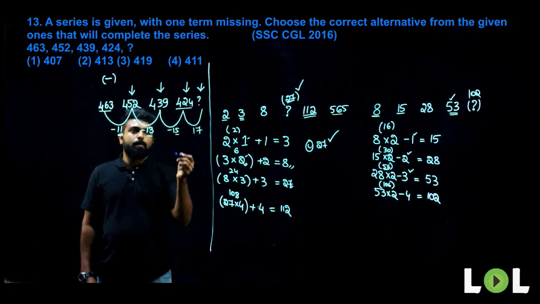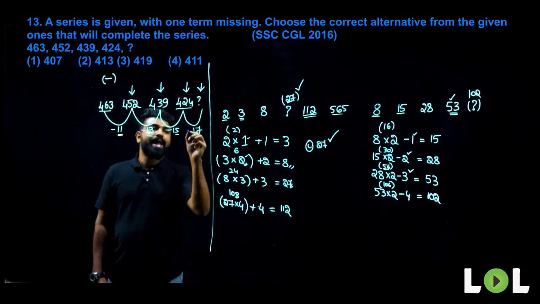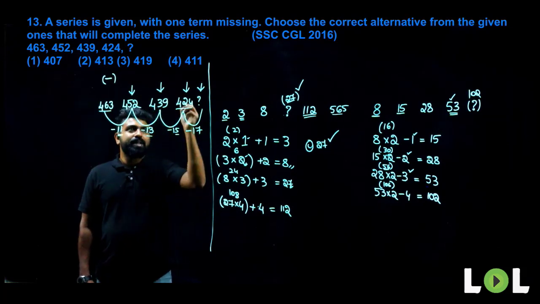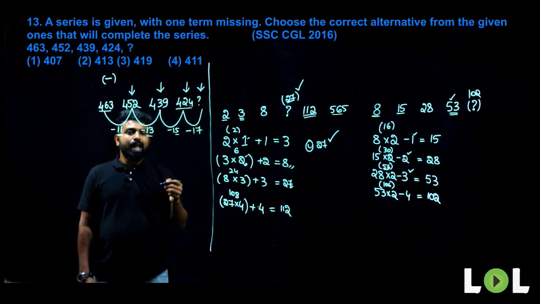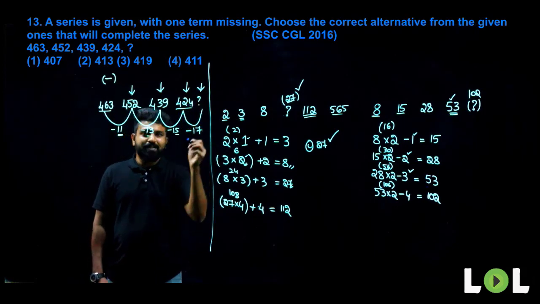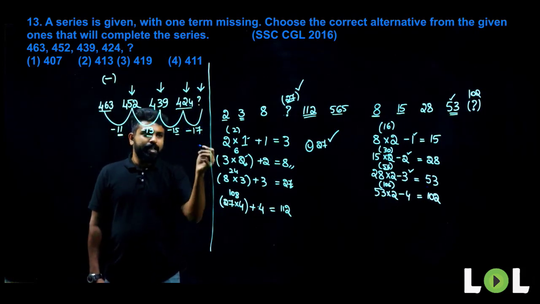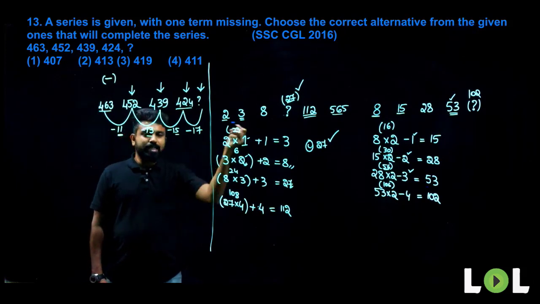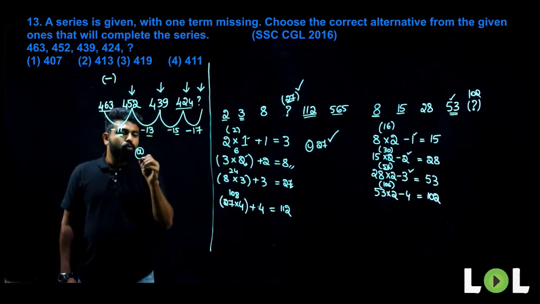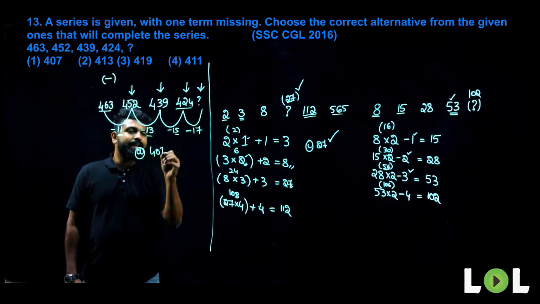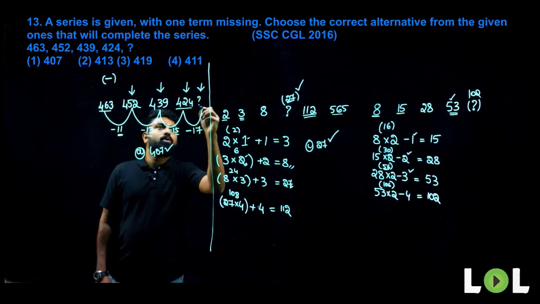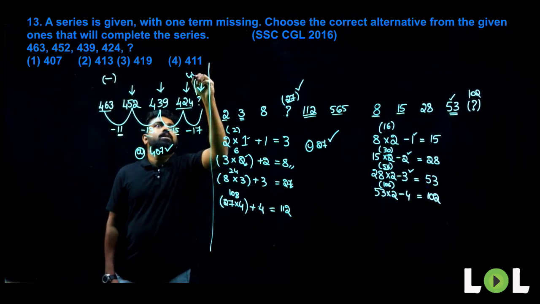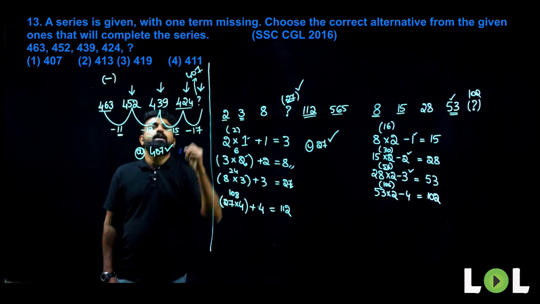Do I need to subtract or add? I need to subtract 17. I need to subtract 17 from 424. So what will I be getting? 424 minus 7 gives me 417, minus 10 gives me 407. Do we have that in the option? Yes, option A. 407 will be my right answer. So my missing term here would be 407. Am I clear, people?